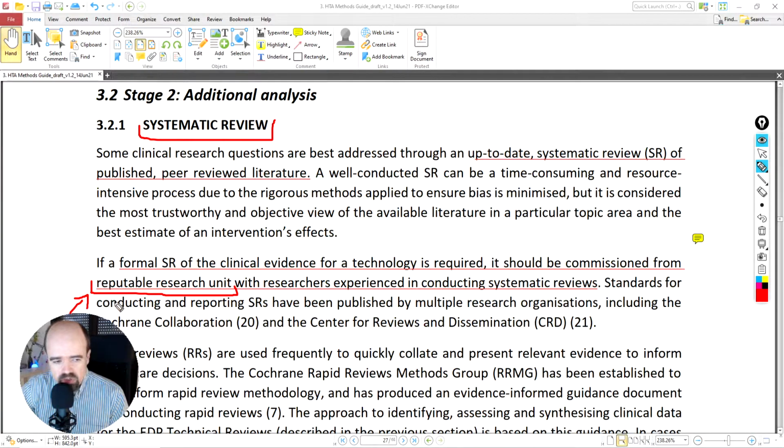And are there agreements, for instance, between those local South African academic institutions and the Essential Drugs Programme? Or is reputable research unit defined very broadly to potentially include as well outsourcing of systematic reviews to academic institutions in England and the United Kingdom, broadly speaking? So this would create a significant demand for systematic reviews.